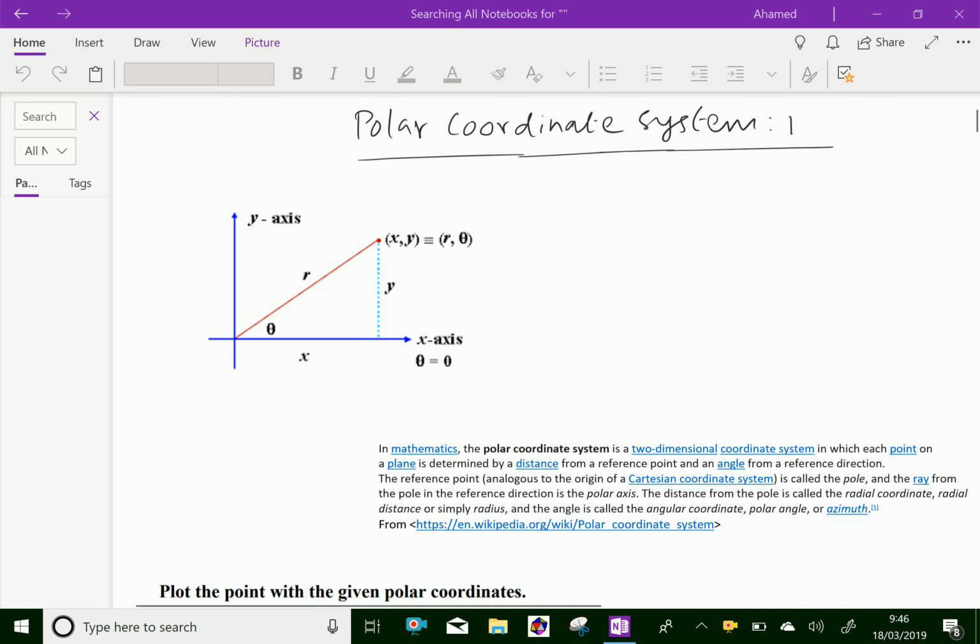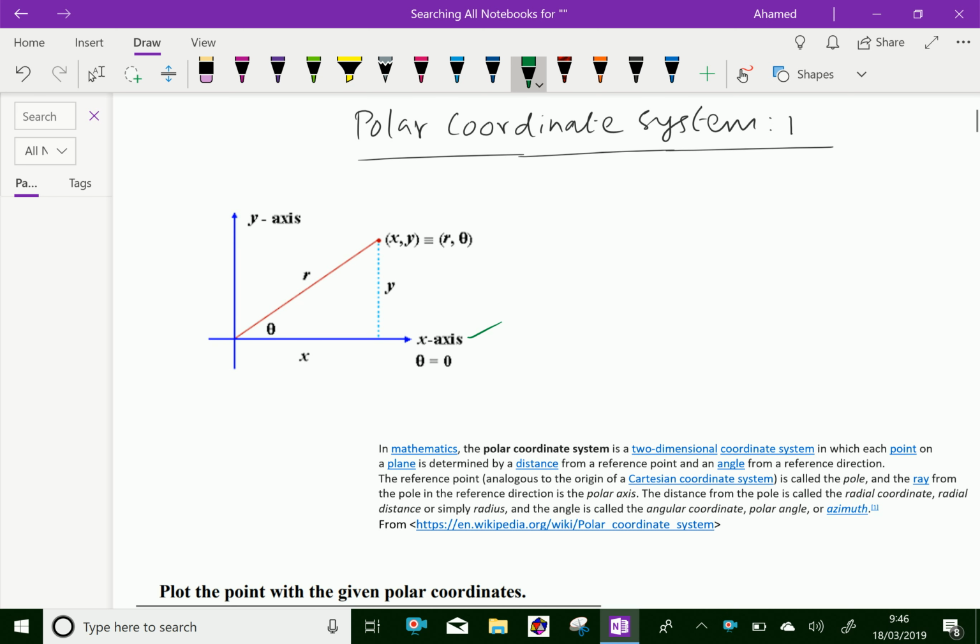In polar coordinate system, let us discuss some introduction about the polar coordinate system. Look at this figure. Here, this is the x-axis and this is the y-axis, which meet at point O. Now, let the point P have coordinates x comma y. In polar coordinates, it is r comma theta. The angle between the line OP and the x-axis is theta.